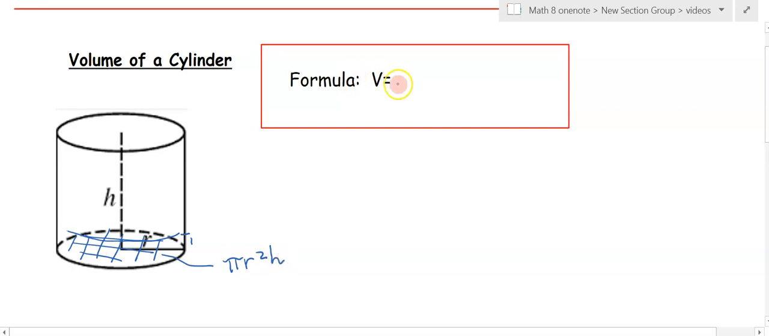So the formula for the volume of a cylinder is simply the area of the base, pi r squared, multiplied by the height. Just like it was with the prism: area of the base multiplied by the height.